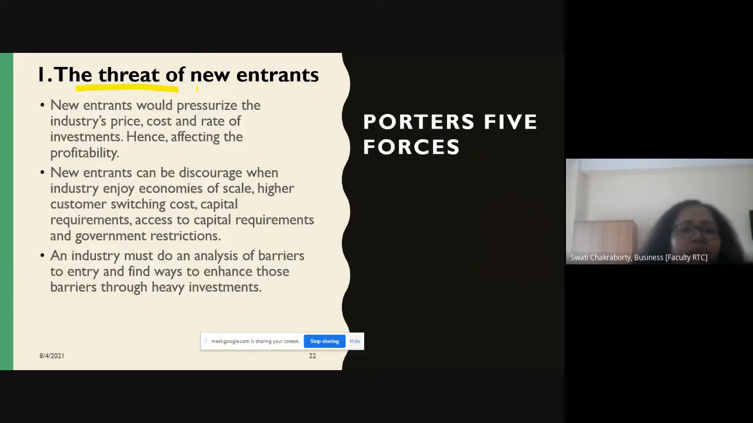And new entrants can be discouraged. How? When the industry enjoys economies of scale, where there is higher customer switching cost. Switching cost is where, if customers shift from one particular product or service to another, the cost is quite high. Also, the capital requirements, access to capital, and government restrictions, right? So an industry must do an analysis of barriers to entry and find ways to enhance those barriers through heavy investment, so that it becomes very difficult for competitors to come in.